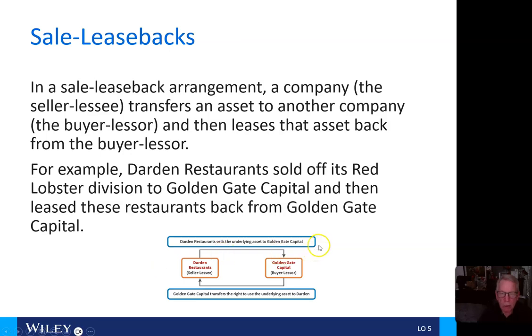Here's Darden Restaurants selling its underlying assets to the buyer lessor, and Golden Gate Capital then transfers the right of use of the underlying asset to Darden, the seller lessee.